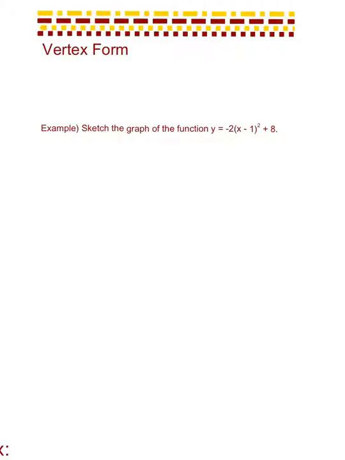Now this last one, vertex form, which is also called standard form, sometimes it just depends on the textbook you're looking at, is the one that we're going to use most often when we're modeling. In this vertex form, we have y equals a times x minus h quantity squared plus k. Here my a is still going to tell me if the parabola is opening up or down.